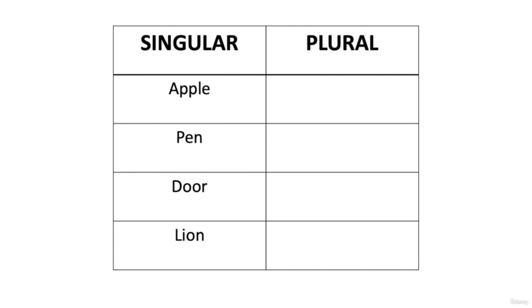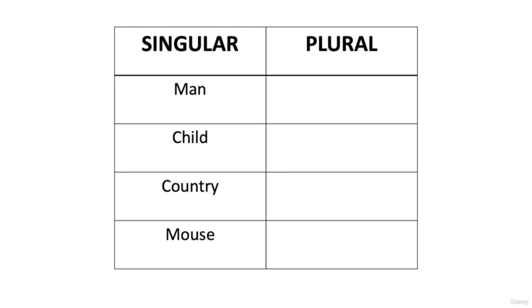Apple, pen, door, lion. The plural form of apple is apples. The plural form of pen is pens. The plural form of door is doors. The plural form of lion is lions. Make sure to always pronounce the S at the end of plural nouns.